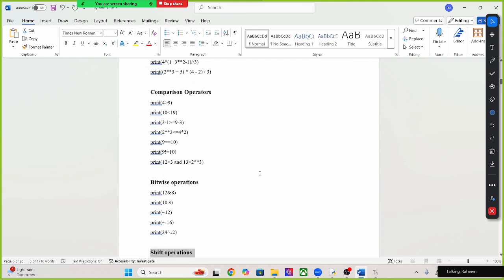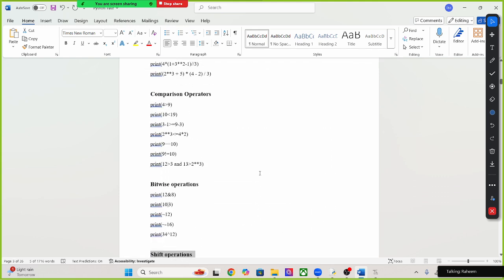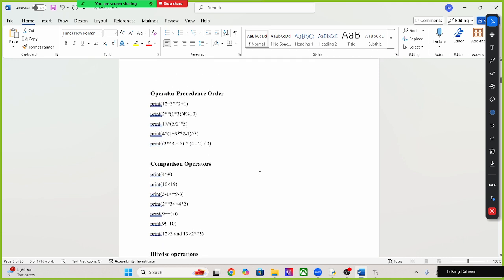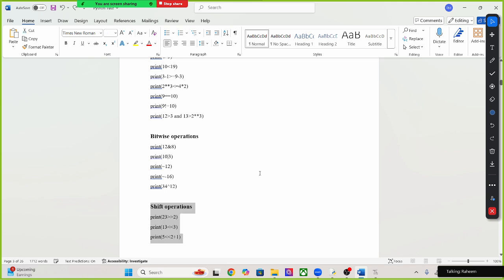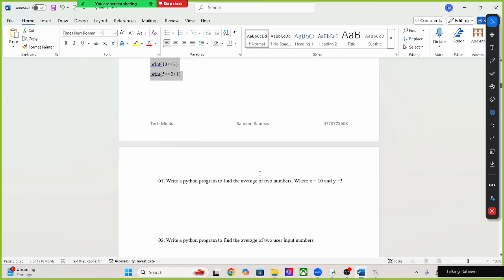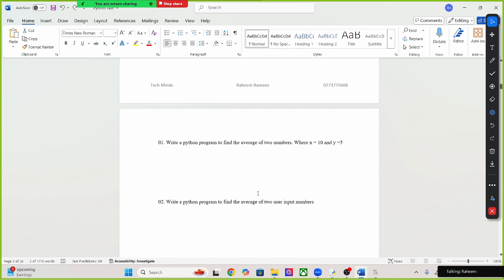In the first three classes we only learned the very basics, like variables and operators, the arithmetic operators and arithmetic operations, and different kinds of operations like comparison, bitwise, and shift. From the next class we will learn how to code for a given question.